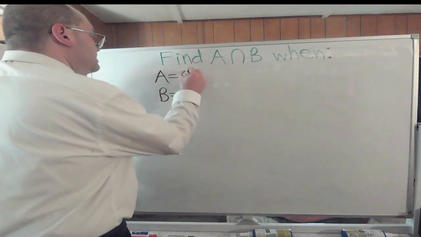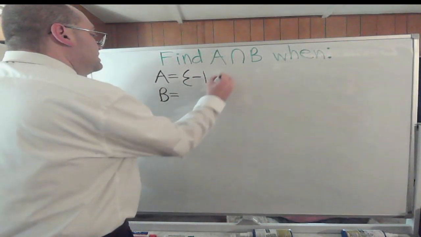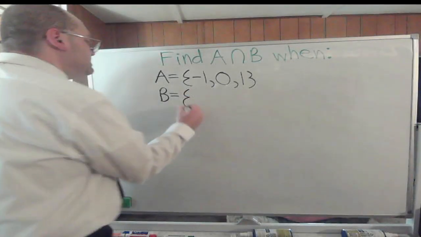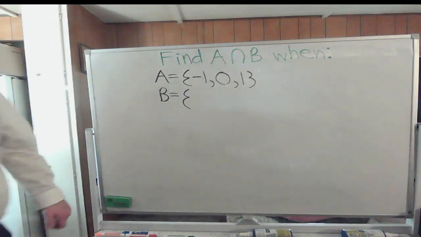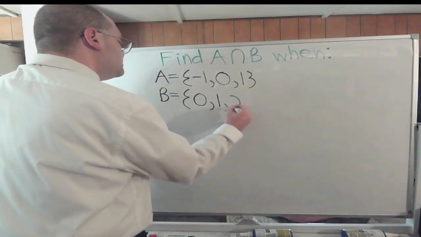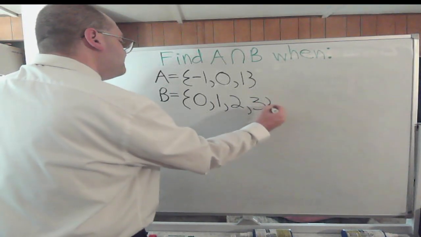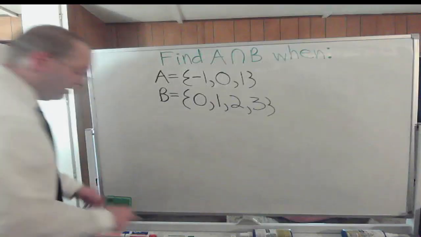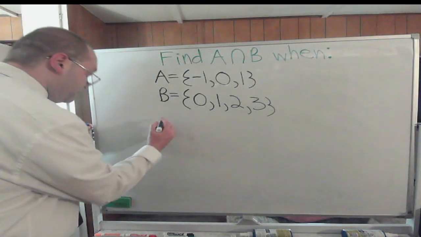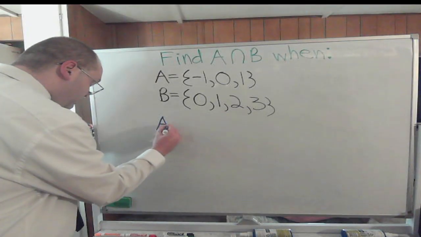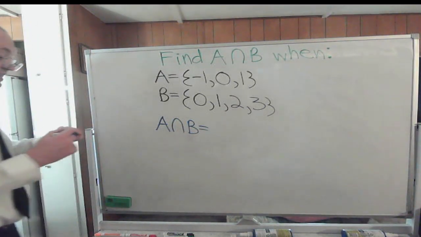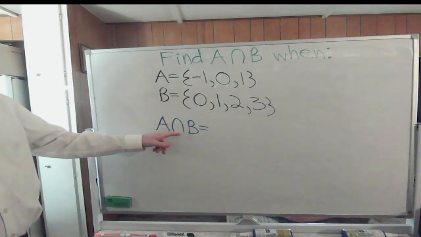Alright, next one. We'll have -1, 0, and 1 for set A. Set B will give you 0, 1, 2, and 3. Okay. Now we have both of our sets. So next thing we want to do is find the intersection of these 2 sets. You'll have A intersecting with set B. So since it's an intersection, think of the 'n' for the intersection.